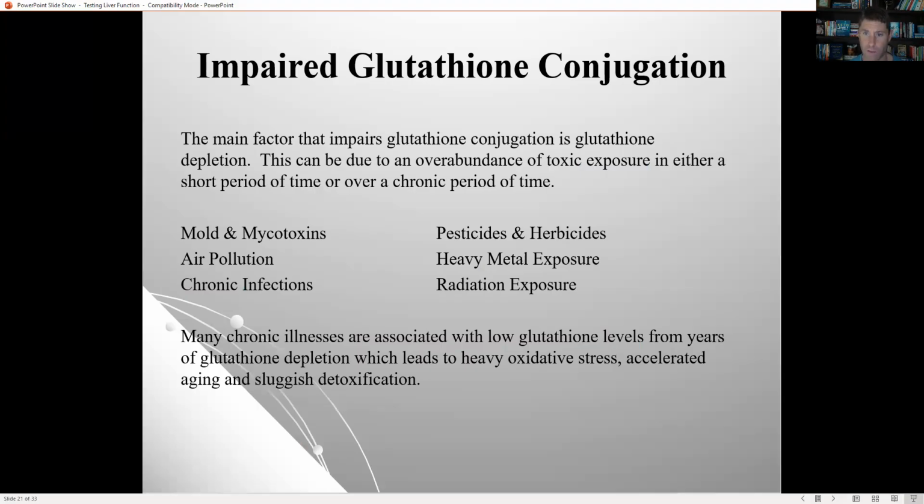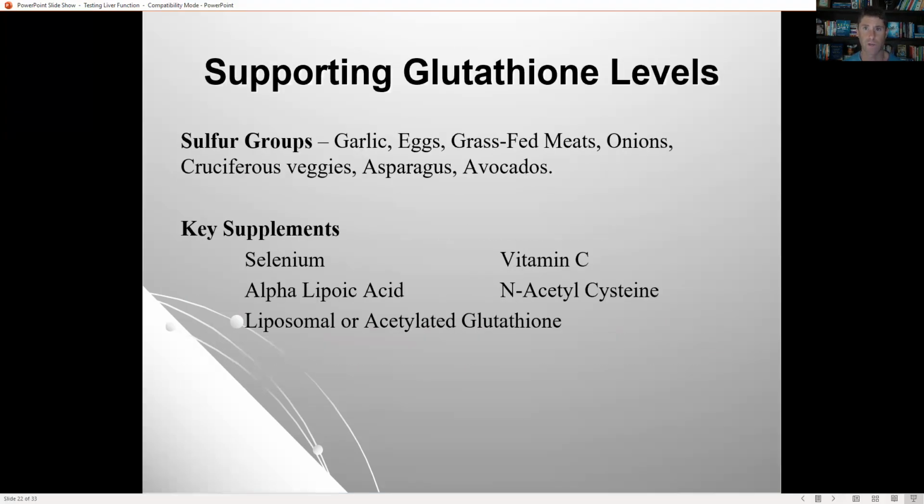Heavy metal exposure, heavy metals from certain foods we eat, from different exposures, amalgam fillings in our mouth, vaccines, different things like that can all cause issues as well with glutathione. Radiation exposure. So, there's low level radiation, and some people are exposed to higher levels of radiation as well. Many chronic illnesses are associated with low glutathione levels from years of glutathione depletion, which leads to heavy oxidative stress, accelerated aging, and sluggish detoxification.